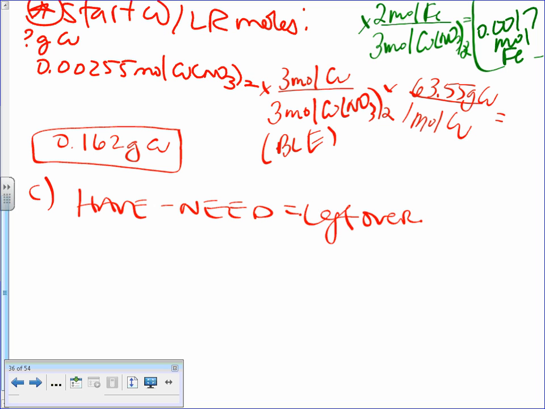Left over. Okay, so how much did I have of my excess? Who's my excess, by the way? The iron. So I'm just going to put iron down here so you remember. All right, how much did I have of iron? You have this on your paper. 6.458 moles. Subtract. What was the need? How much did I need? Thank you. 0.017 moles. Okay, so what does that equal?